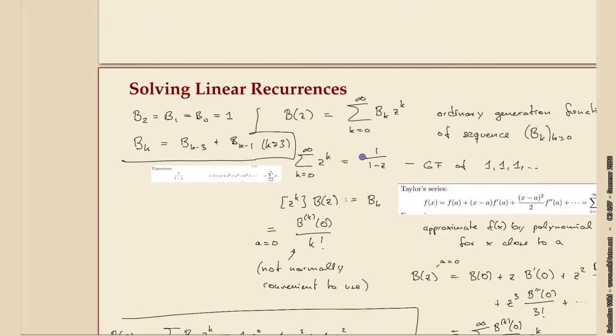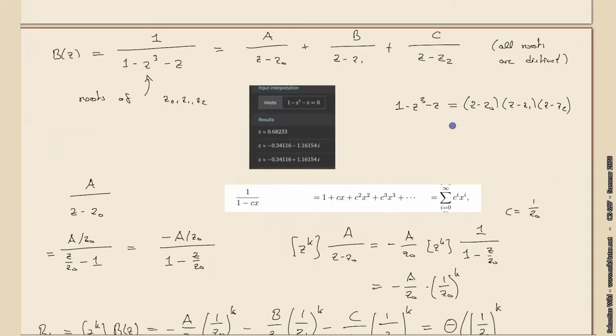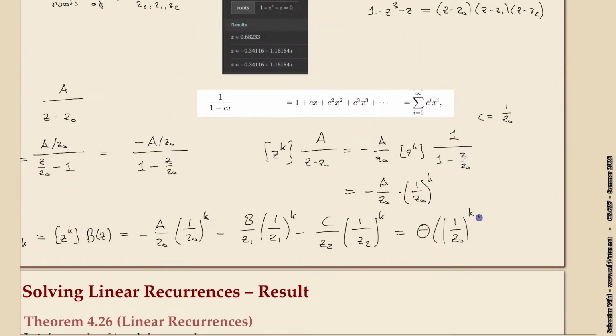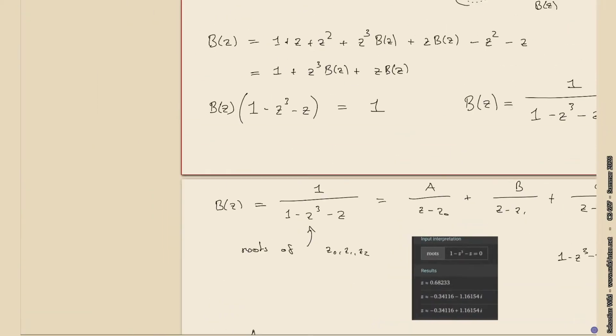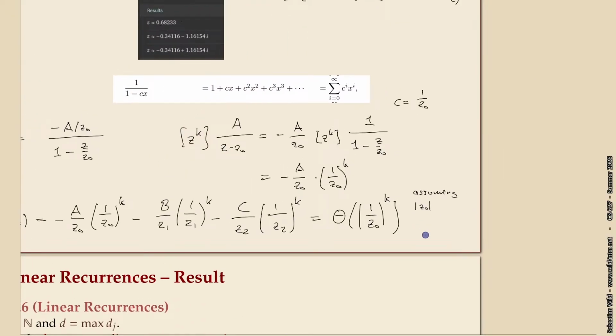Let me write it like this. Assuming that the absolute value of this root is larger than the absolute values of the others. I guess smaller. You want the reciprocals to be larger. The one that has the largest reciprocal is the one that dominates the growth, and that's the one that has the smallest absolute value.